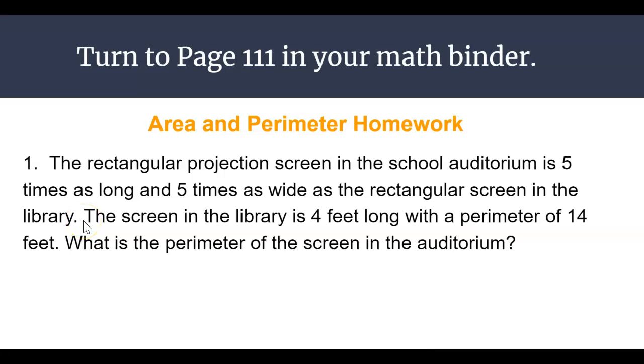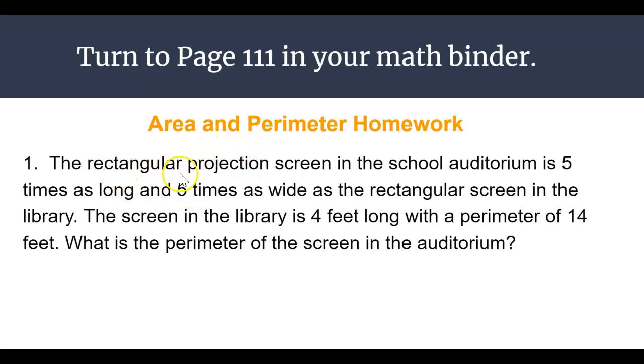So for our next 2 slides, what I want you to do is turn to page 111 in your math binder, because you're actually going to do your work in there today for our next couple of slides. And these are both for area and perimeter.